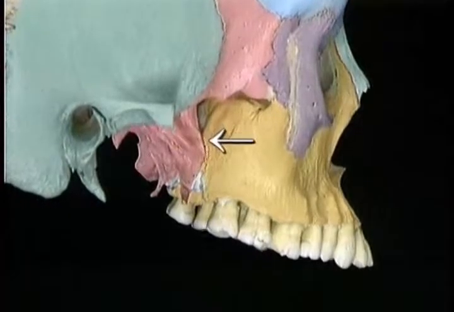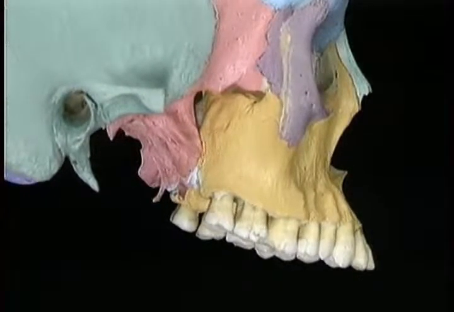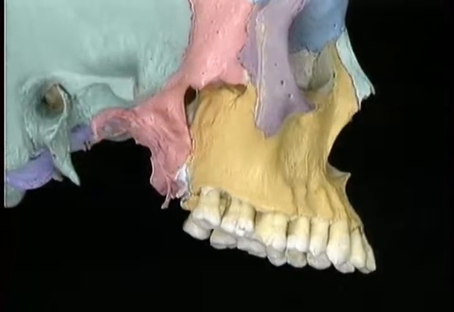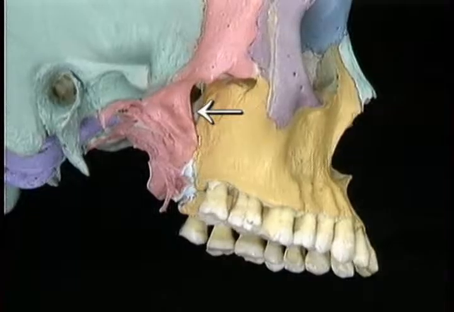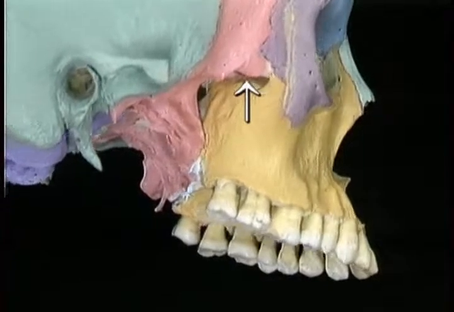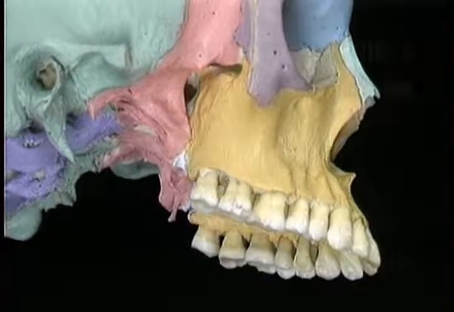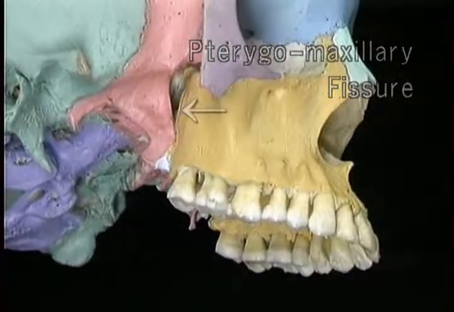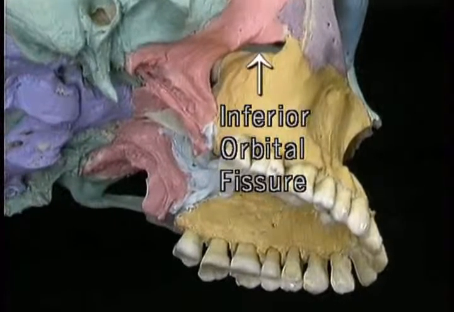Down here, the maxilla is joined to the bone behind it, the sphenoid bone. Apart from this attachment, the maxilla is separated from the sphenoid by this impressive cleft, which has a vertical part and a horizontal part. The vertical part of the cleft is called the pterygomaxillary fissure. The horizontal part of the cleft is called the inferior orbital fissure.